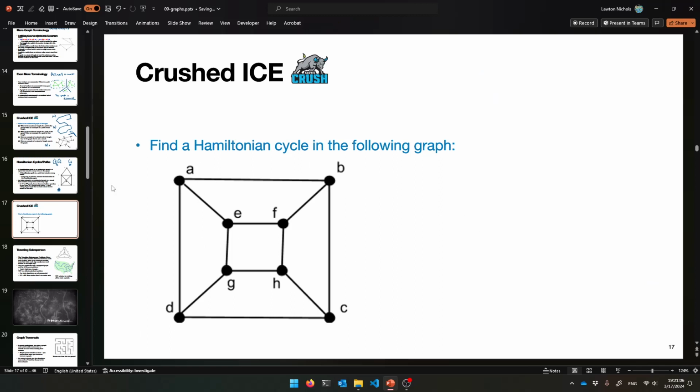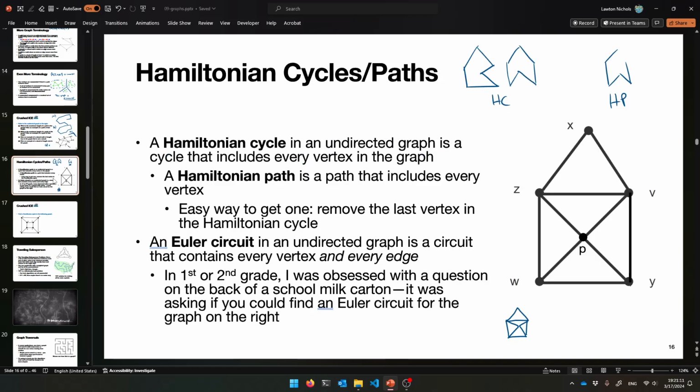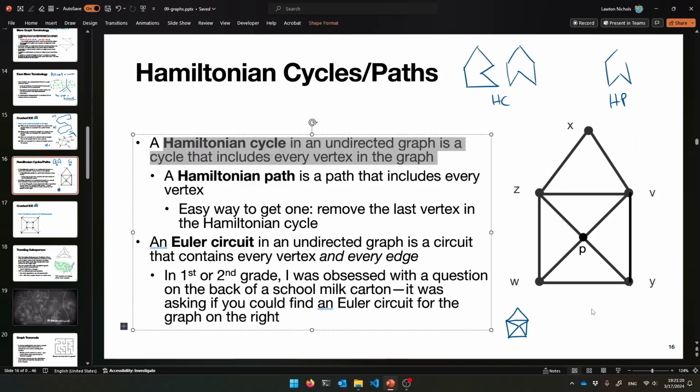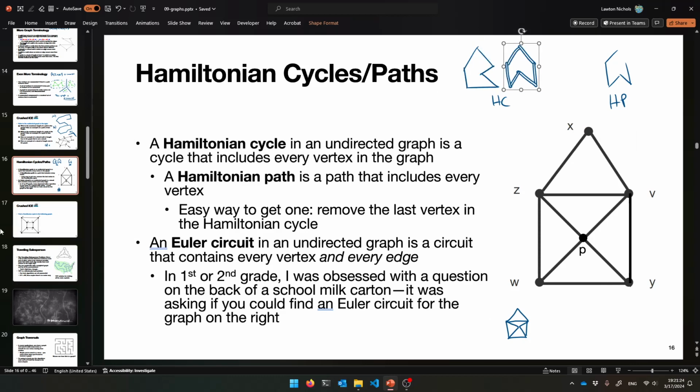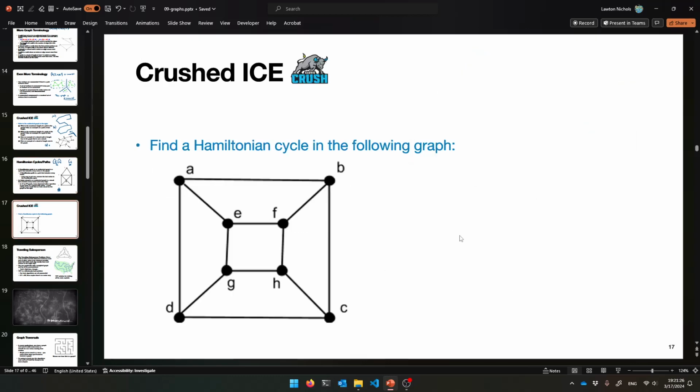Here's a question for you. Find a Hamiltonian cycle in this graph. See if you can do it. A Hamiltonian cycle is a cycle that includes every vertex in the graph. So let's find it. You've got a few options, right? You just can't reuse edges. So it's got to visit all of these as well as all of these. You can do it in a really weird way if you wanted to.